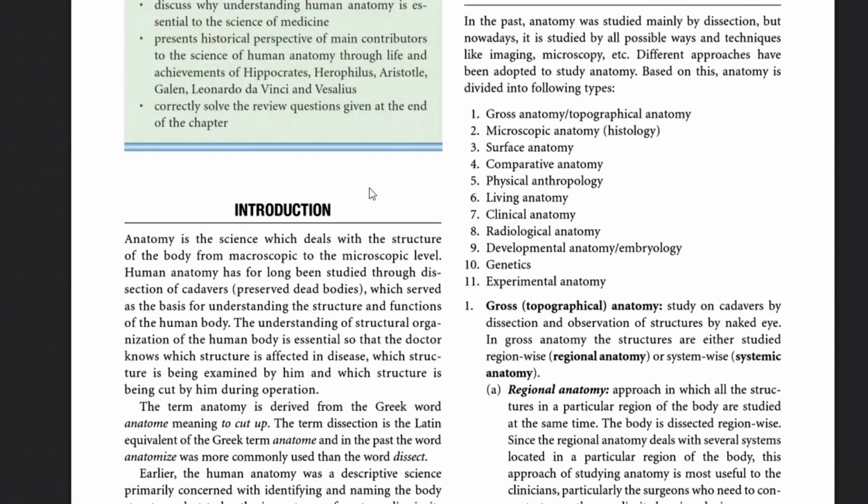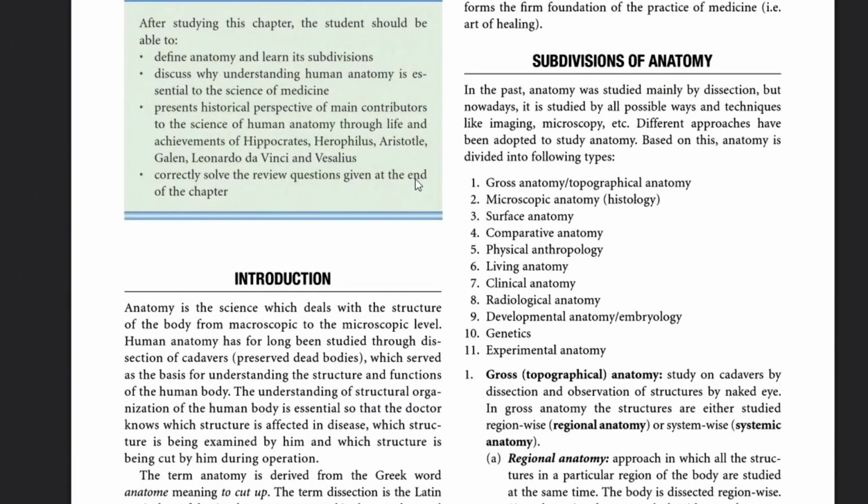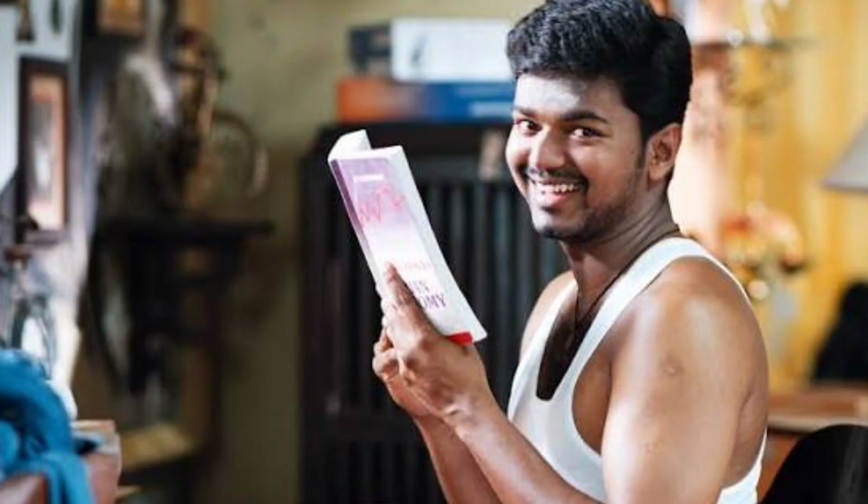If you see here, there are some subdivisions of anatomy: gross anatomy and topographical anatomy, both the same, and microscopic anatomy, surface anatomy, comparative anatomy, physical anthropology, living anatomy, and so on.